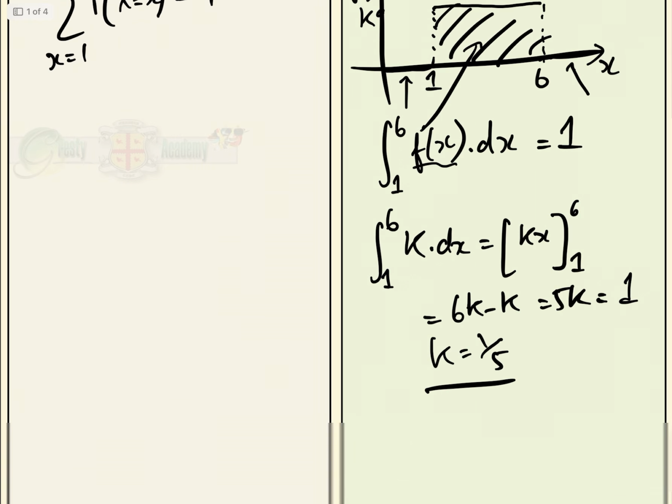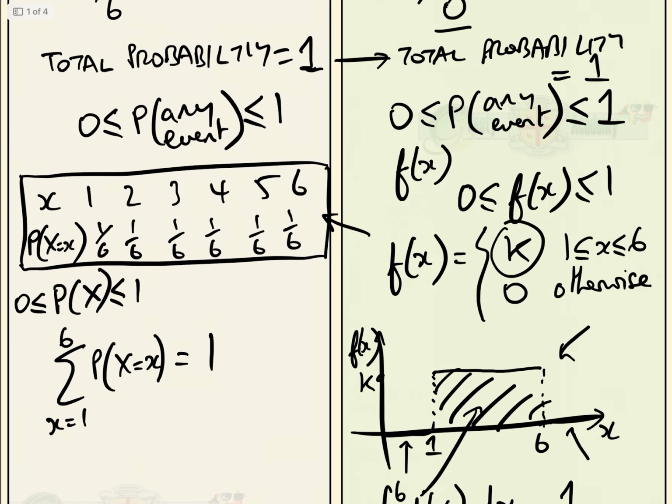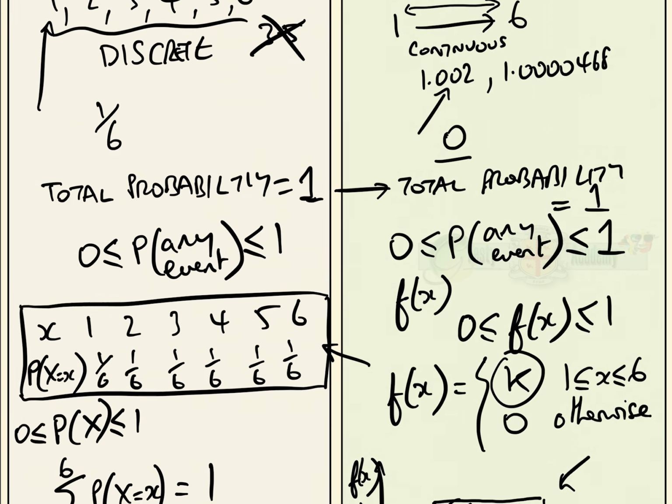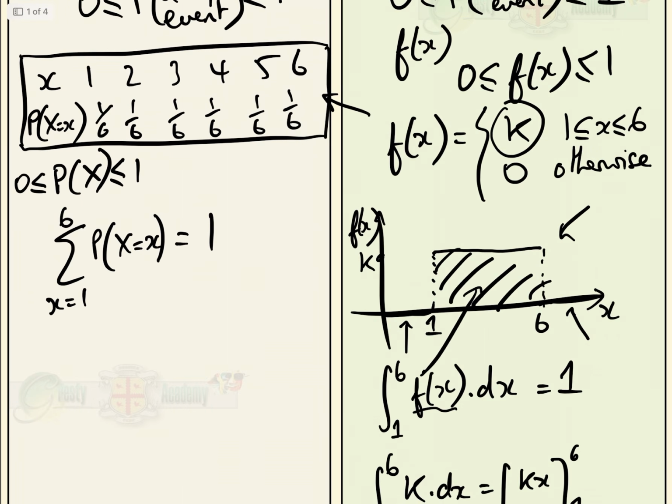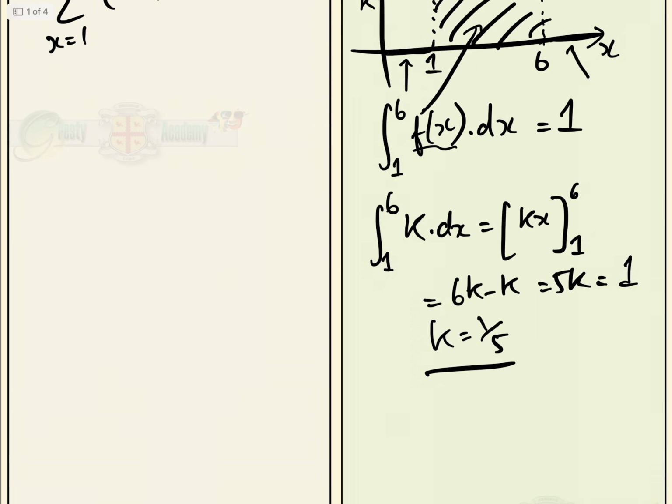By the way, this is actually quite a common question on exams: you are given a function, something along those lines, and you're asked to find what k is. The way you find k is you have to do the integral and equate it to 1, because the sum of all the probabilities has to be 1. Okay, so that's that.